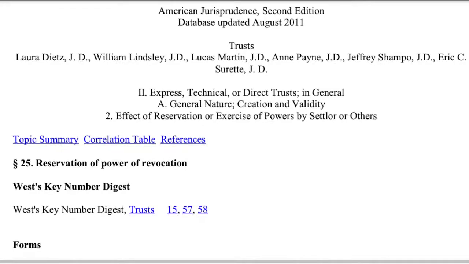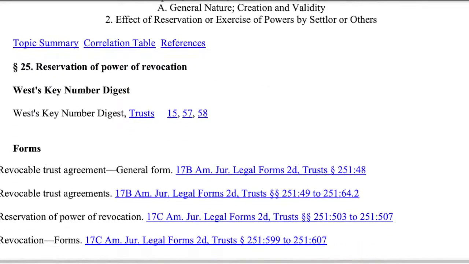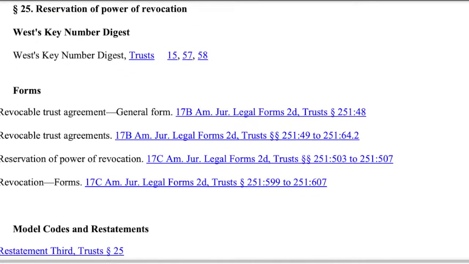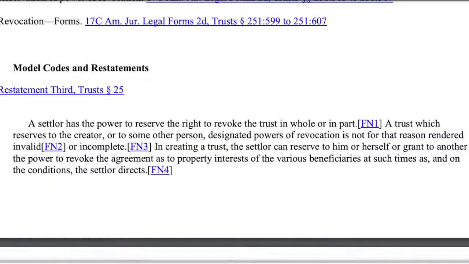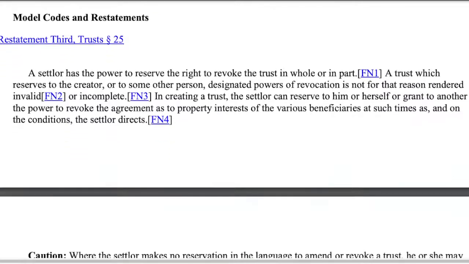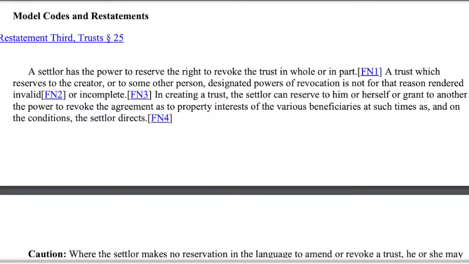Okay, let's see where we are here. Reservation of power of revocation. So we have some nice forms here: the revocable trust agreement, revocable trust agreements, reservation of power of revocation, and the revocation forms, all contained within your American Jurisprudence. Great stuff to have if you can find it these days. I've noticed they've been removing it from libraries for some strange reason. I wonder why. Well, let's continue reading.